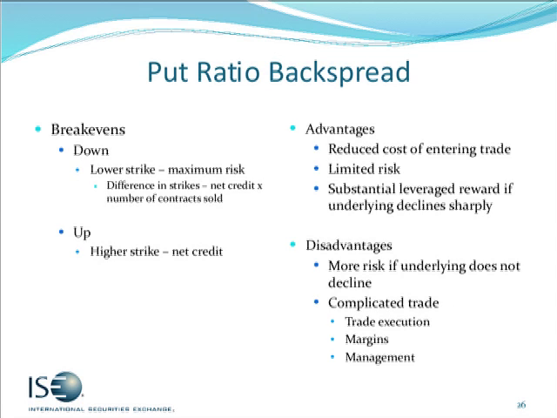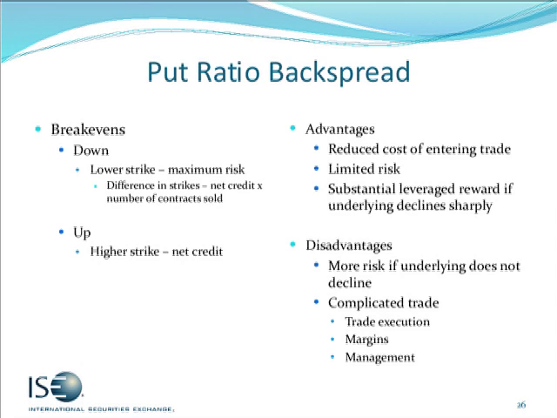Mention the resistance. If that stop or resistance gets broken through, it's probably a good fake because you're looking at an upside movement there. It's time to unwind. Okay. And 1 month out, it's a good start to look at unwinding. The break even from the downside is the lower strike minus the maximum risk, the difference in strikes minus the net credit times the number of contracts sold. Right? The upside break even is the higher strike minus the net credit.